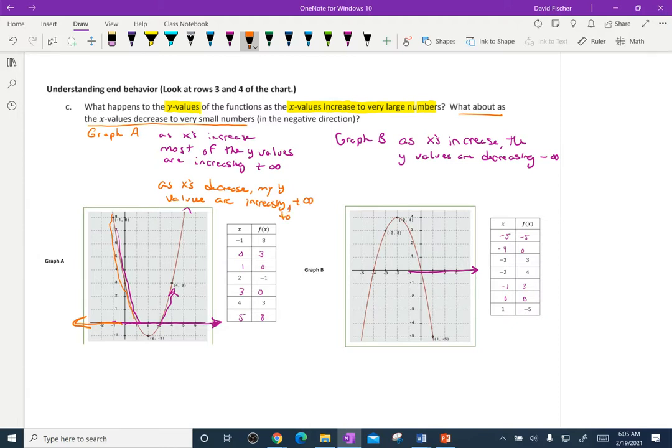Should I add the word "to" in there? B. Again, here are my x values. As my x values are getting smaller, I have the same thing. My y values are getting smaller and smaller too, and they decrease to negative infinity as well. All right.